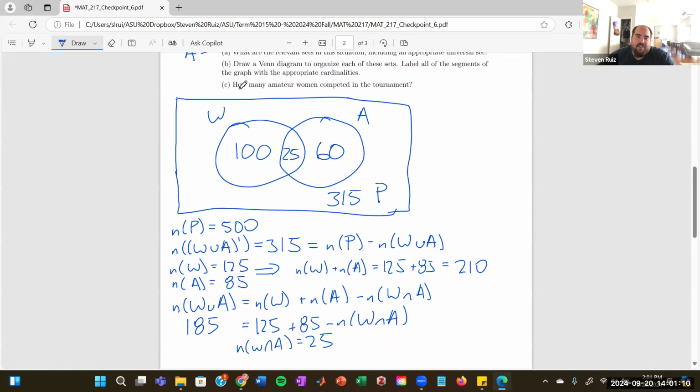And then part C, how many amateur women competed in the tournament? As long as we know where to look on our Venn diagram, we can answer that question without doing any more calculations. So where are the amateur women in this diagram? Well, W, this circle here, is the set of women. A is the set of amateurs, this circle here. So the amateur women are the intersection of those sets. So the answer to this final question is 25.